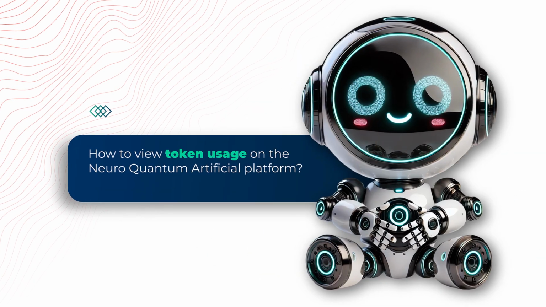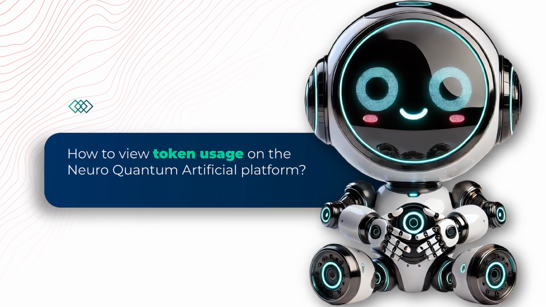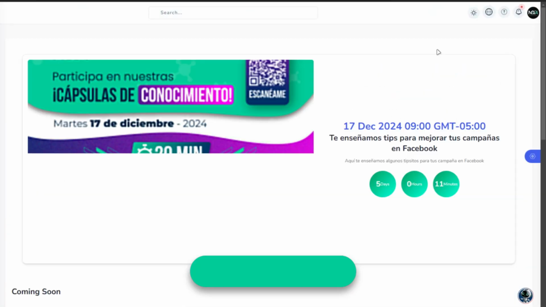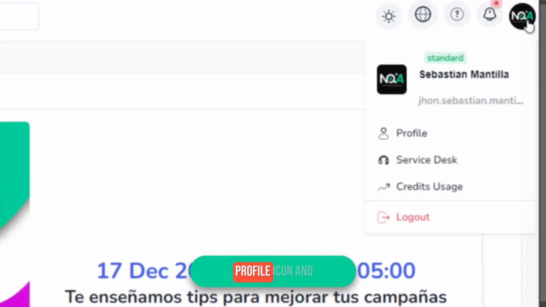In today's video, you will learn how to view token usage on the NeuroQuantum Artificial platform. Go to the top right corner, click on your profile icon, and then select Credit Usage.